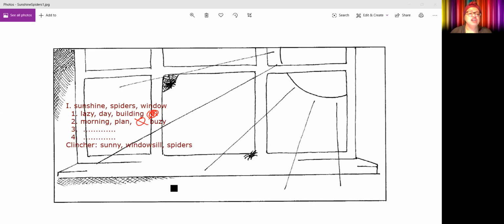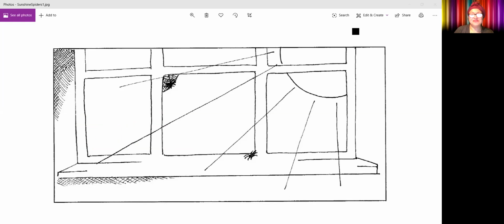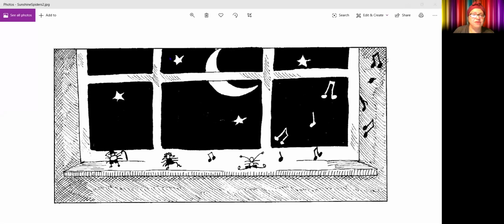Okay? So the first picture, I'm going to clear my drawings. Your first picture is this. The second picture, let me get that on the screen. Uh-oh. There we go. Don't know what happened there.